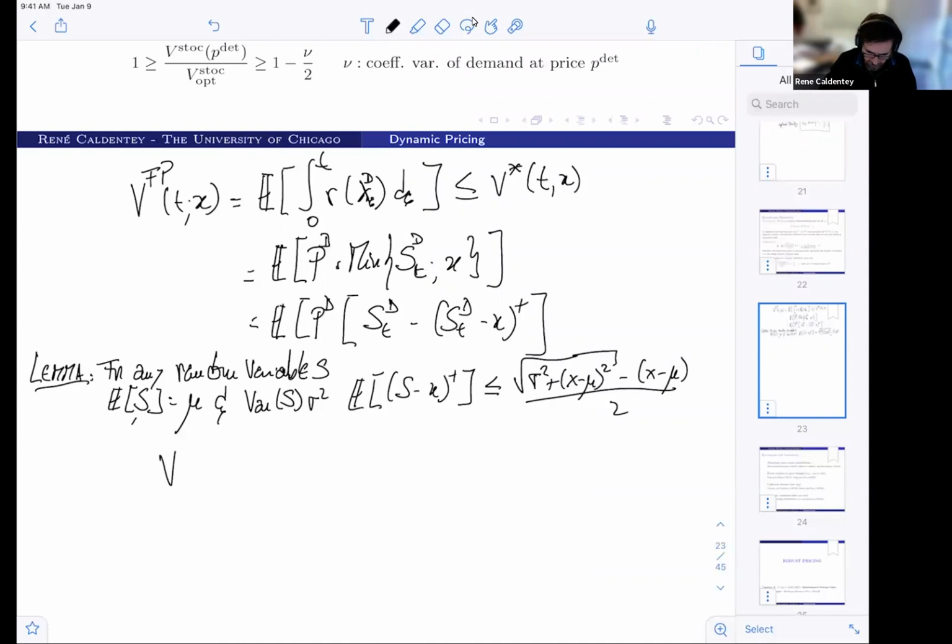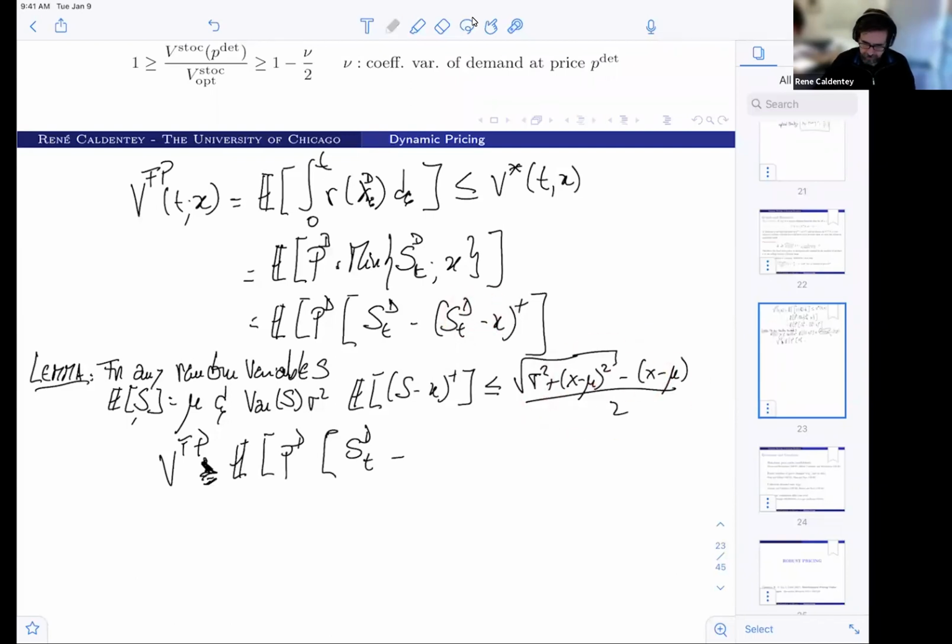You can say, okay, VFP is equal to the expected value of PD times S(T) minus, and then you can replace that. So it's going to be greater or equal. I'm going to use an equality, sorry, here, because we're going to replace this expectation of this term with this upper bound.